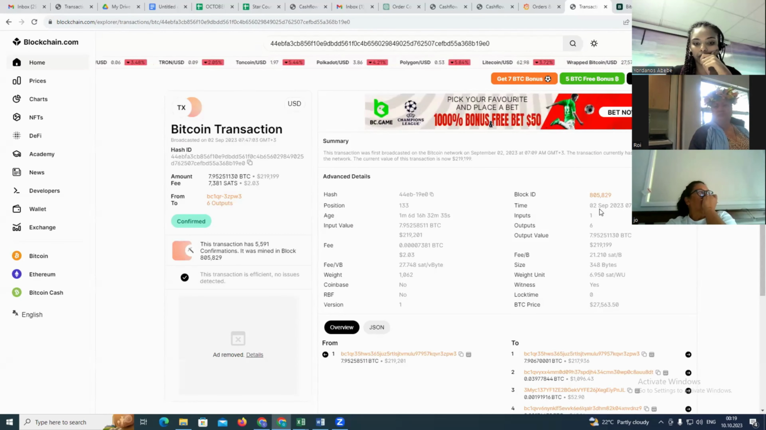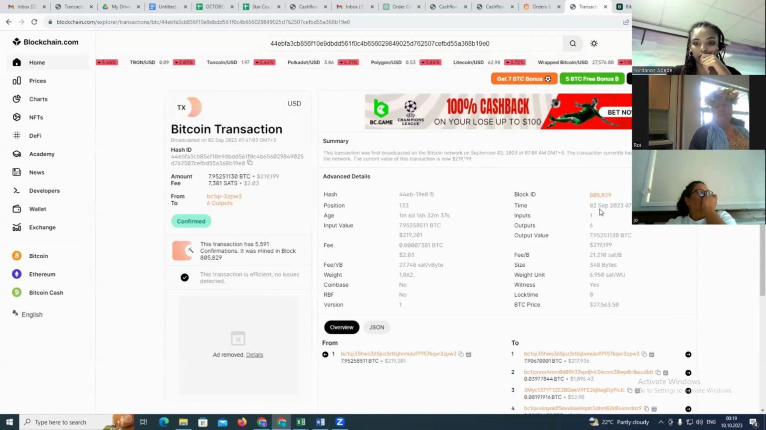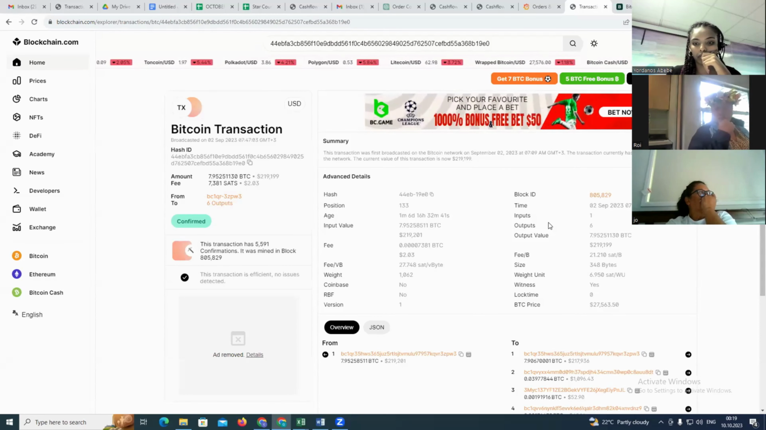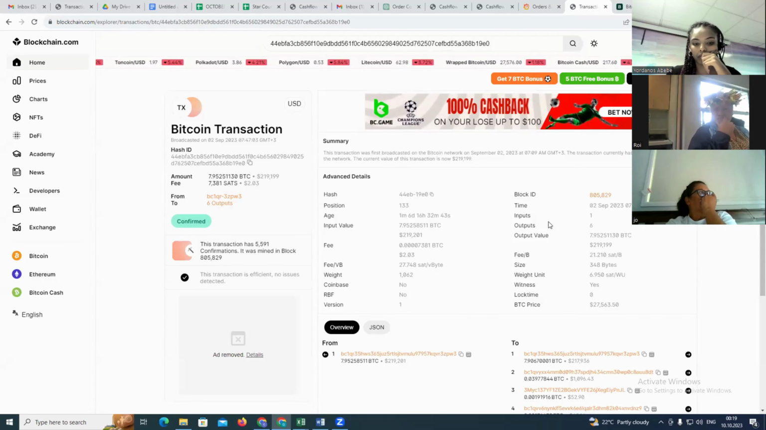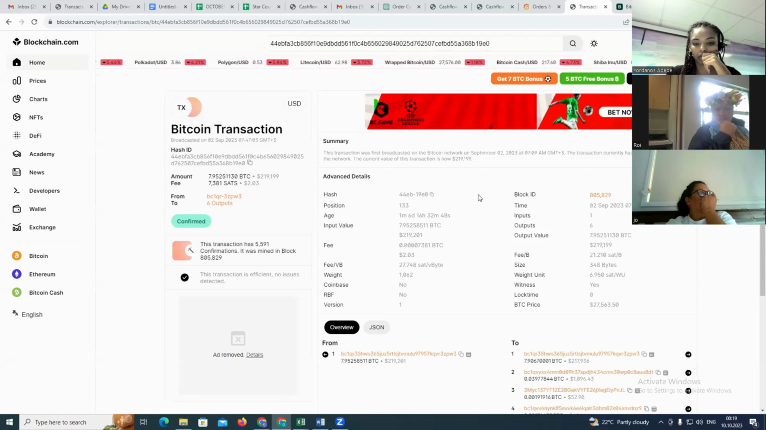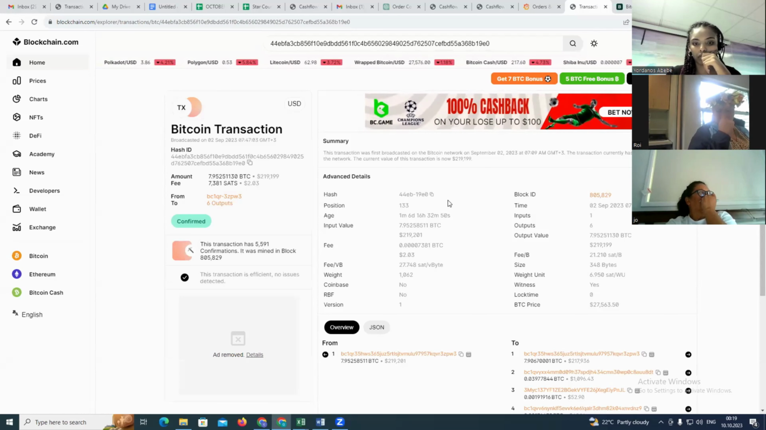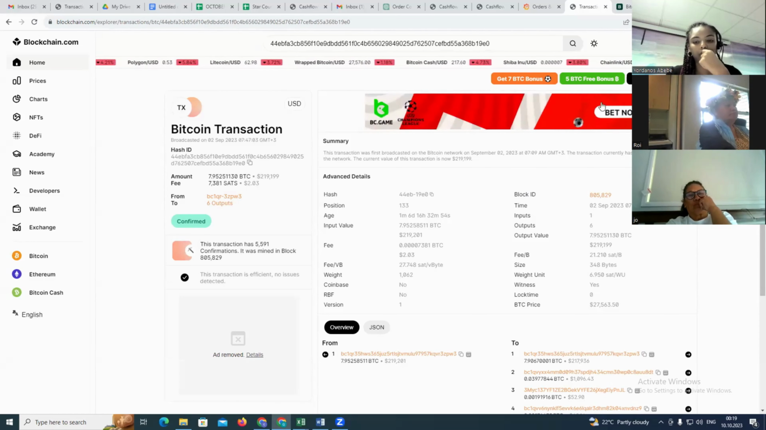So if anyone says, okay, I sent you funds on the 4th of September, and they send you the transaction ID, you can find out if the fund was sent on the 2nd or on the 4th of September. So this is how you look up any transaction on Bitcoin.